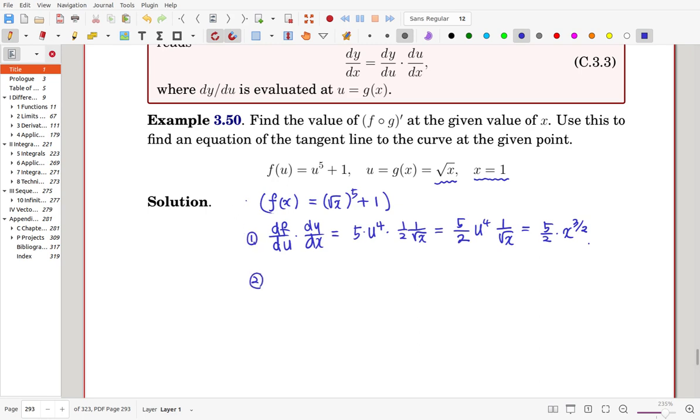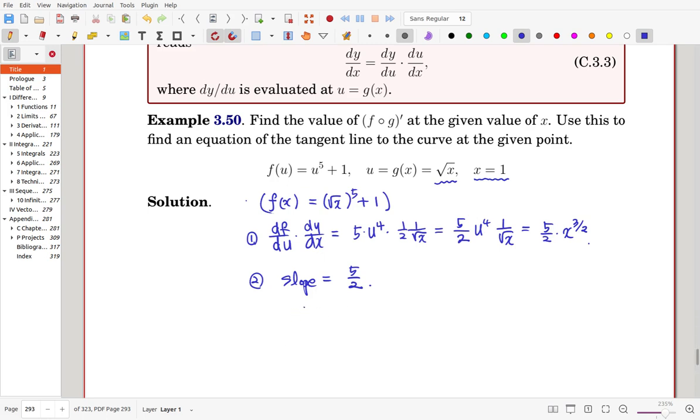And in the second part, we have to find the tangent line. We're at x equal 1 here, so the slope is now, when x equal 1, definitely 5/2. Here, if you plug in 1, then only this coefficient will appear.